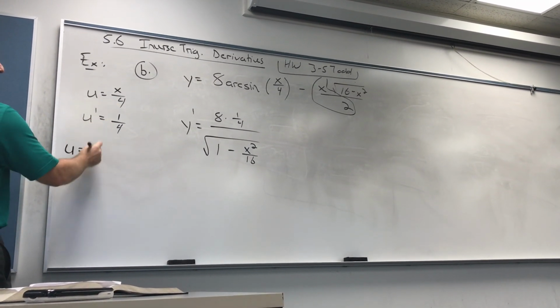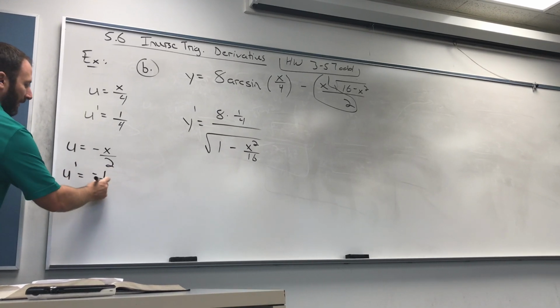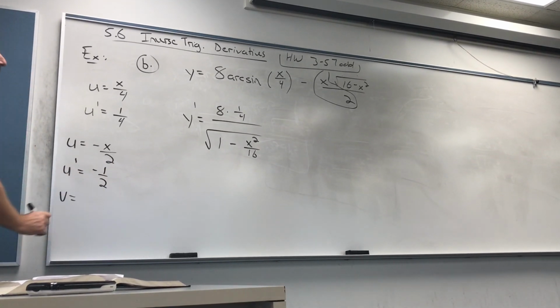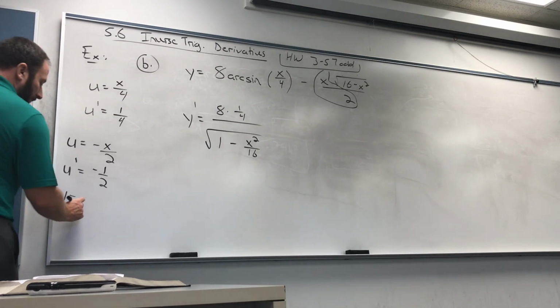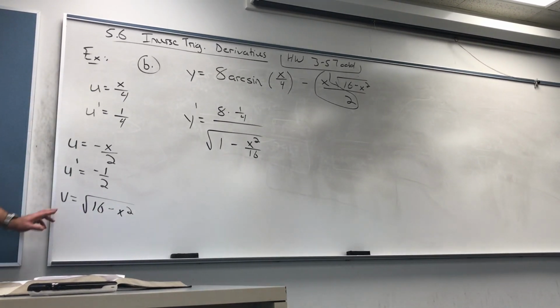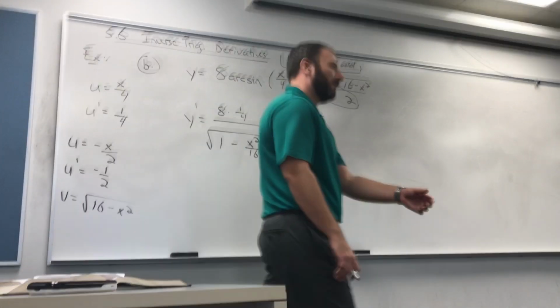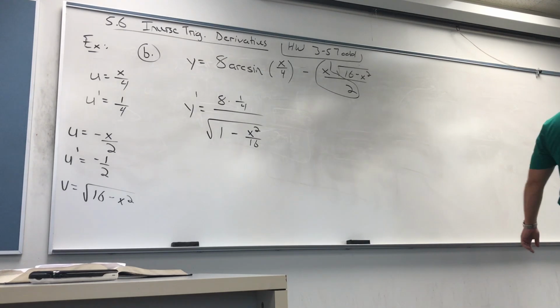So u I'm going to think of as negative x over 2. So u prime would be negative a half. v is going to be the square root of 16 minus x squared. Work out v prime for me, guys. See what we get for v prime here. Good. Practice.